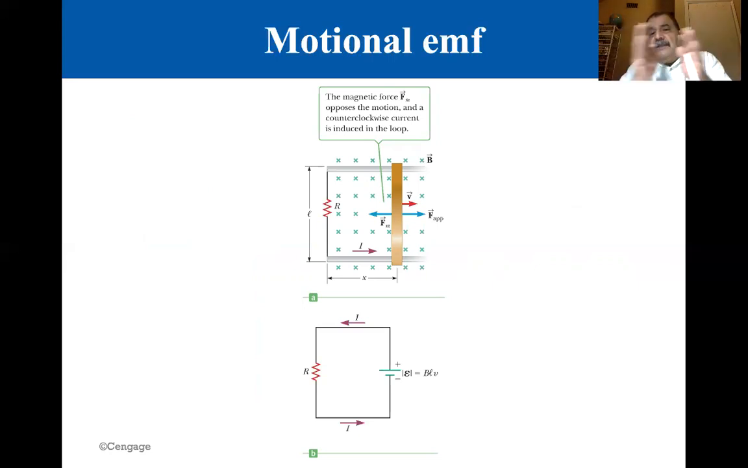As the bar moves, you have a growing magnetic field. Lenz's law says it wants to oppose the change, so it's going to put a current downward through the resistor, which is also in this direction through the bottom bar. So we can see that the current is in this direction. E equals BLV.